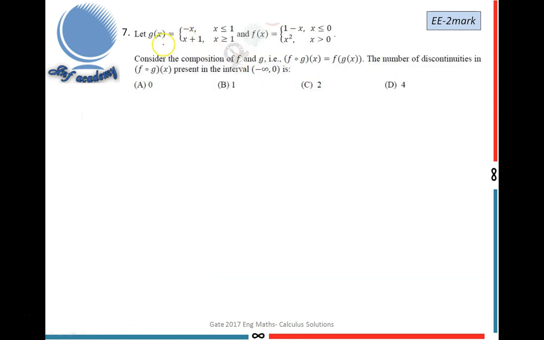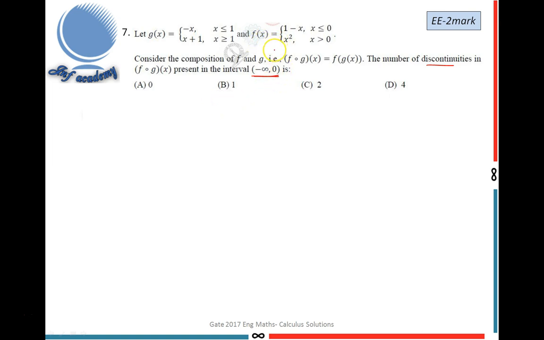Answer is option B. Seventh problem is, let g of x and f of x are given. Consider the composition of f and g, that is f composite g of x equal to f of g of x. We have to find the number of discontinuities in the f composite g of x present in the interval minus infinity comma 0. This question is from EE department. It has 2 marks. First, I check the f of x.